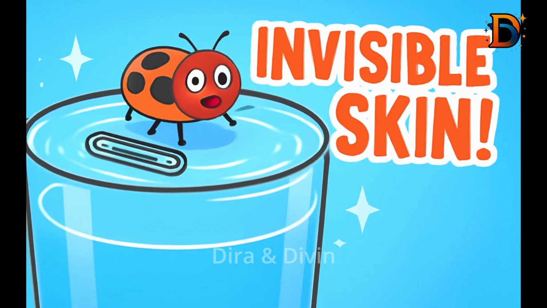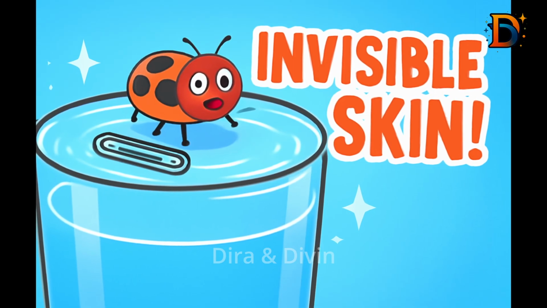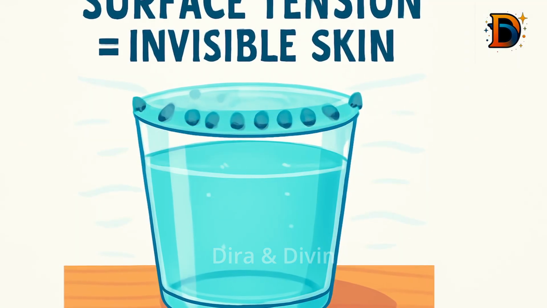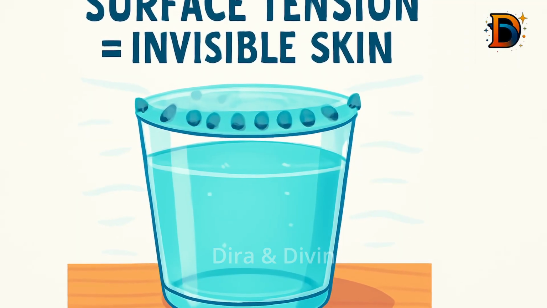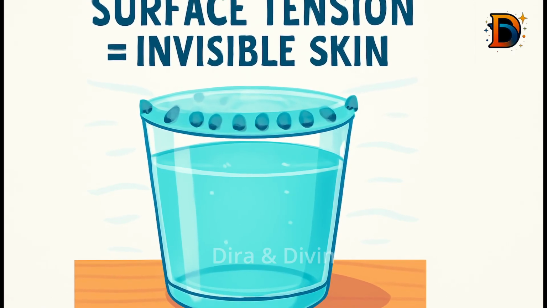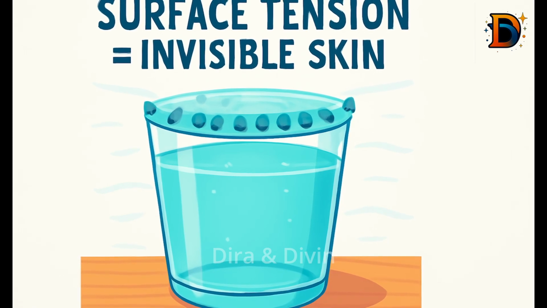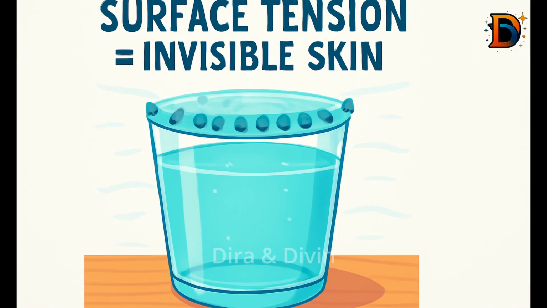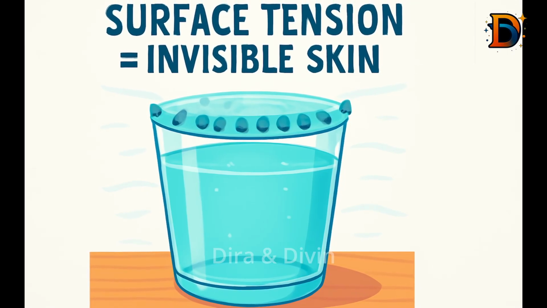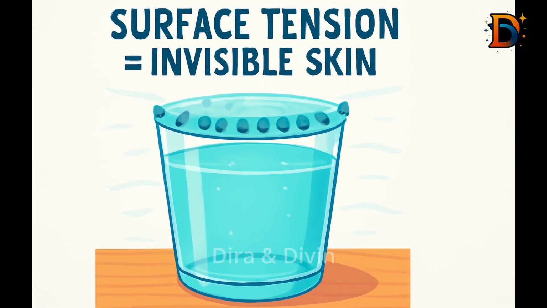Let's break down this concept in a bit more detail for kids. What is surface tension? Imagine the top of a glass of water. Even though you can't see anything special on the surface, there is actually something amazing going on. Water has something like an invisible skin stretched across the top. This skin is called surface tension.